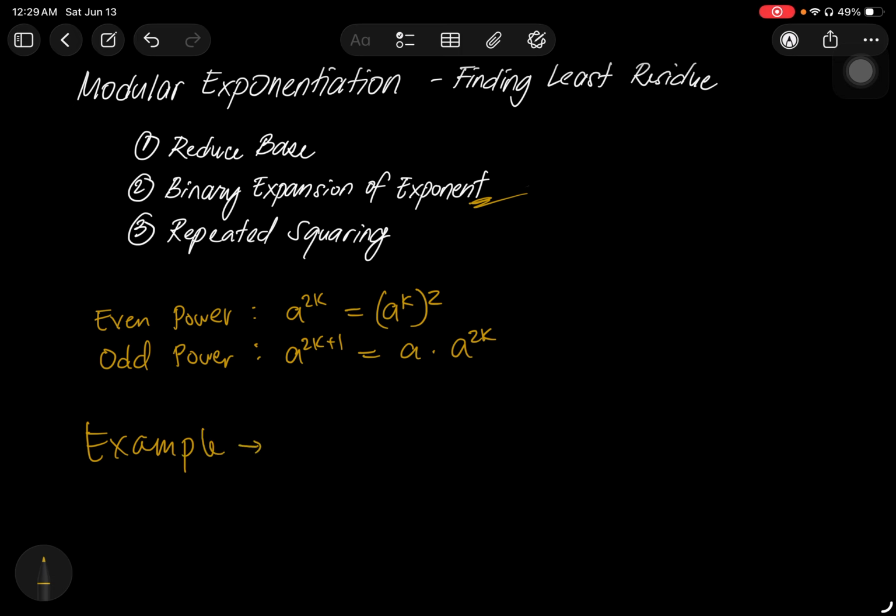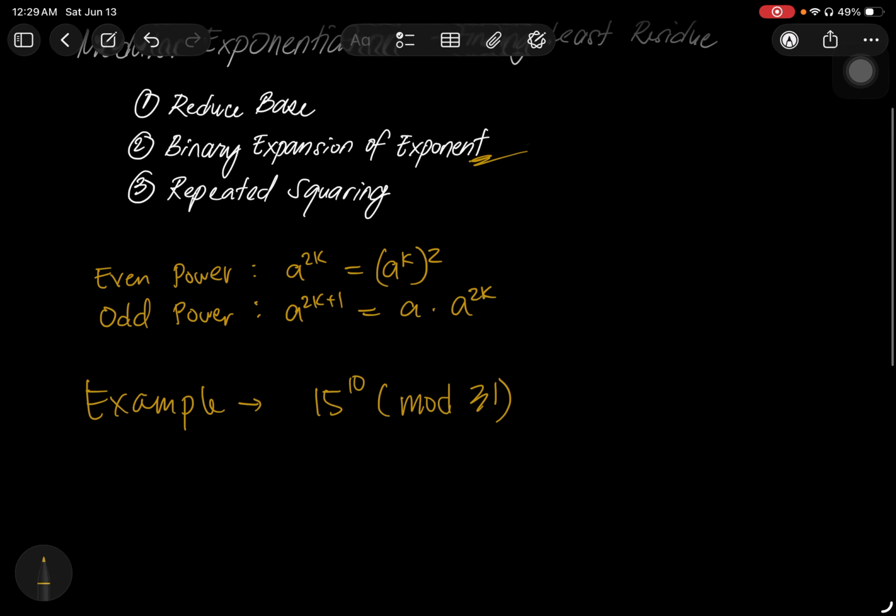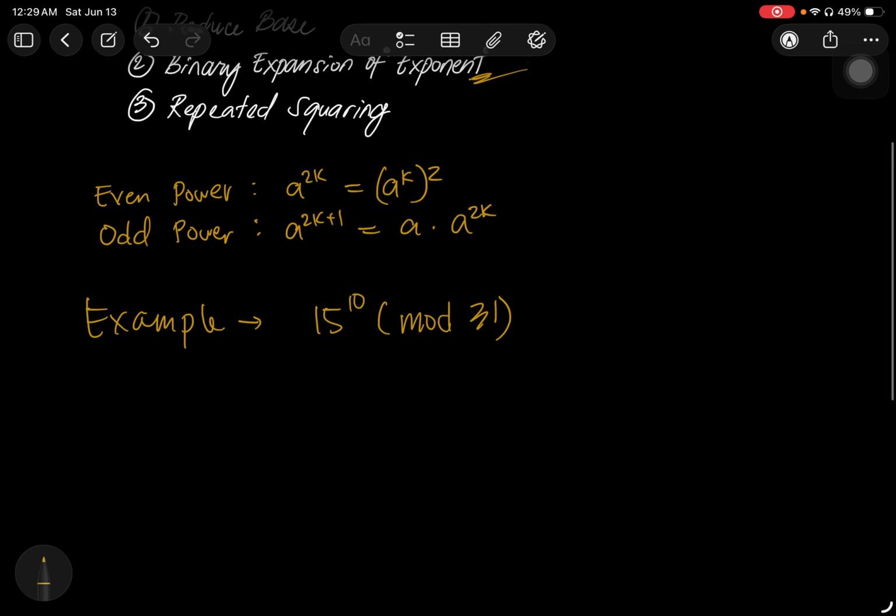In this example, we have 15 raised to 10 modulo 31. 15 is less than the modulo 31, so basically we cannot proceed with strategy 1, or reduce base. We can only use the binary expansion and the repeated squaring, which is strategy 2 and 3. And now we will proceed with strategy 2.